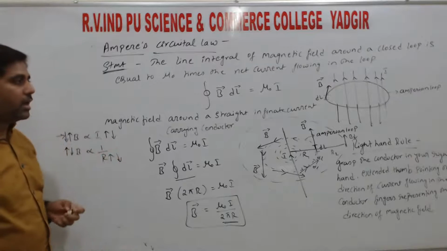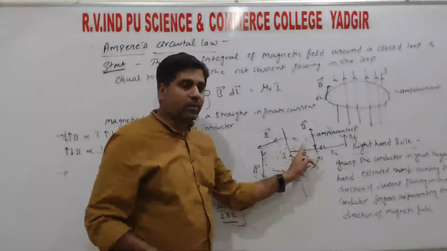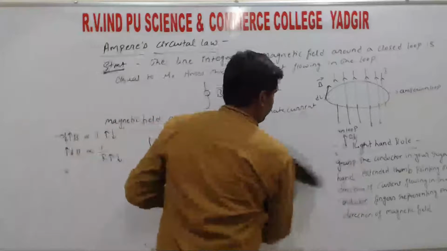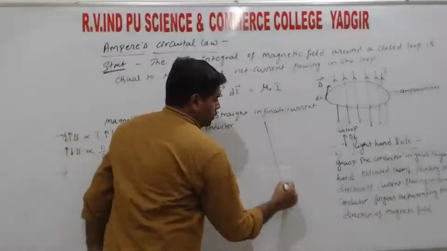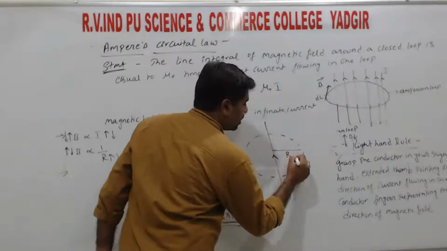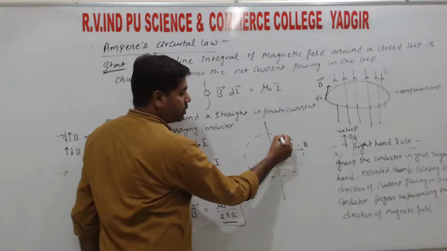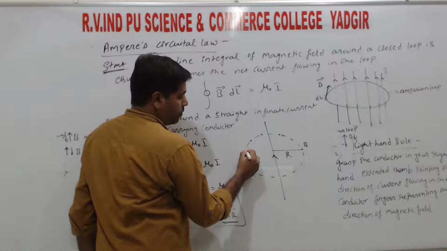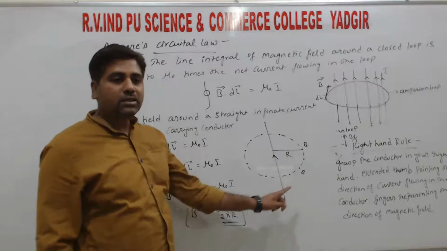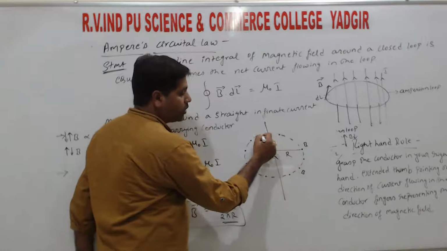So this one is the first point. Next, the second point: the magnitude of the magnetic field at any point on the surface remains the same. Here, at this point we have the magnetic field B, so at any point on the surface of the circle of radius r, at each and every point the magnetic field remains the same, because the radius of this circle is constant.